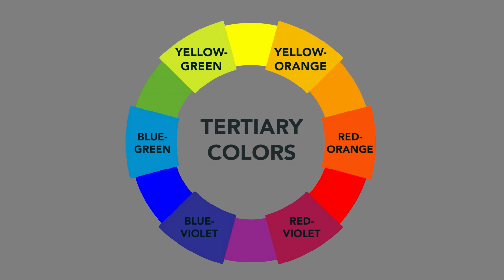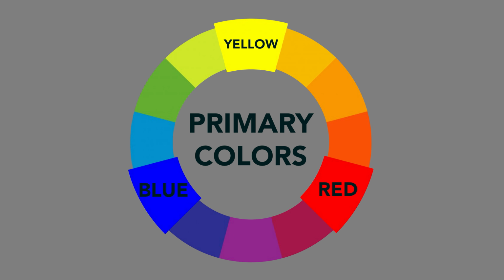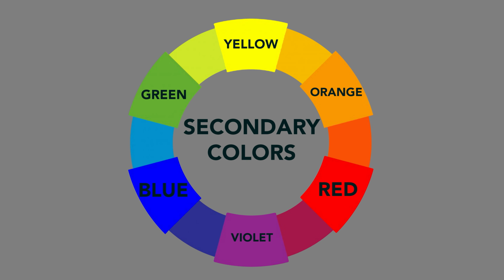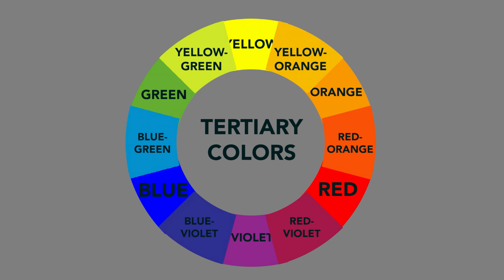So to review, we have three primary colors. We also have three secondary colors, and we have six tertiary colors. This is color wheel vocabulary at its most basic.